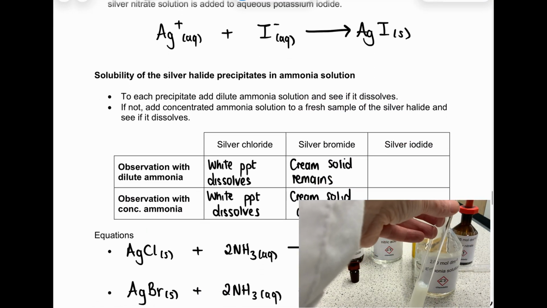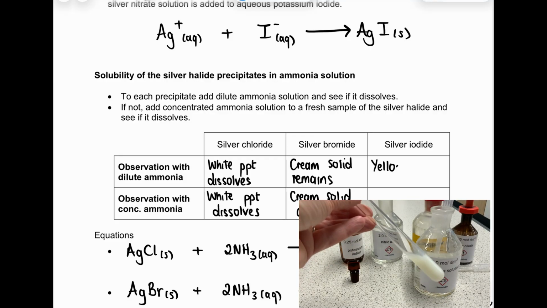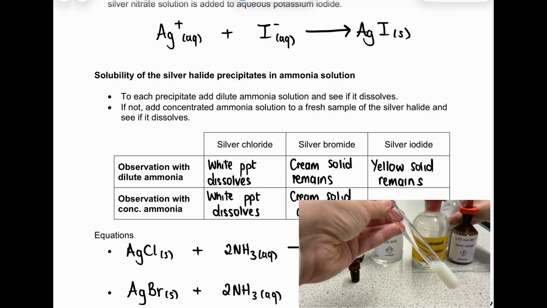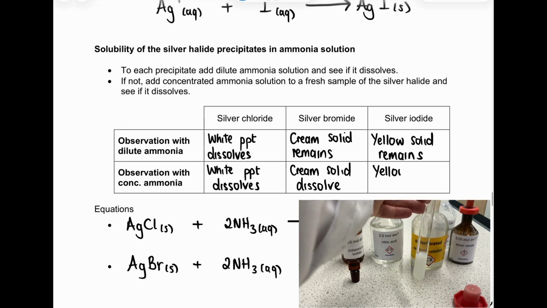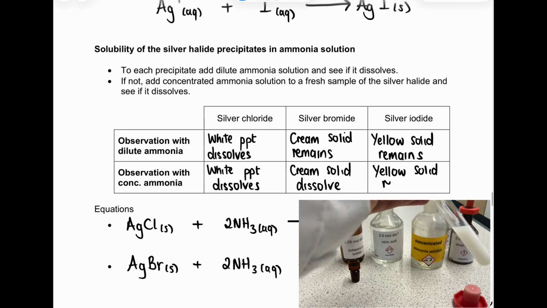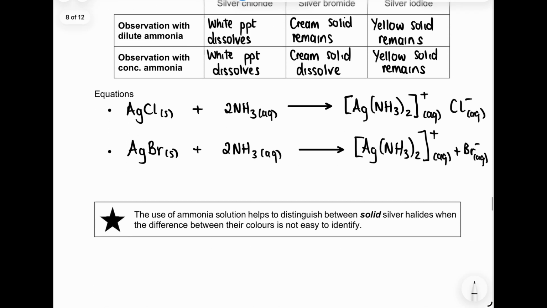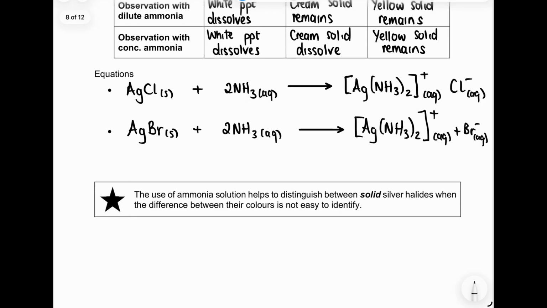When you try to test their solubilities, in dilute ammonia, the yellow solid is insoluble, so it remains. And in concentrated ammonia, the yellow solid also remains. It cannot dissolve in either dilute or concentrated ammonia. The use of this ammonia is going to help us distinguish between the silver halides. It's going to be able to tell the difference because white, cream and yellow are all very similar in colour, particularly when you see these precipitates.